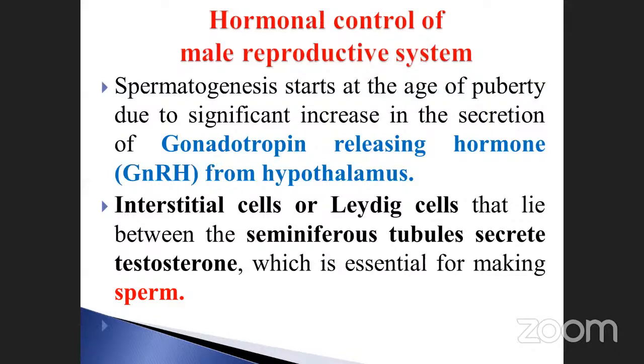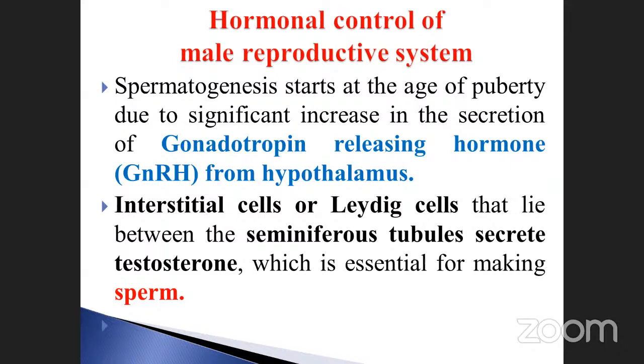What are the hormones responsible for the male reproductive system? Here, the hormone control of the male reproductive system. What will happen if gonadotrophic hormone, testosterone and other male hormones are secreted more? What will happen if they are secreted less? Hypersensitive or hyposensitive, what will happen? Okay, we will see one by one. Hormonal control of the male reproductive system.